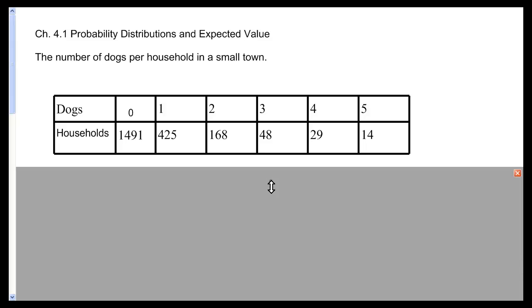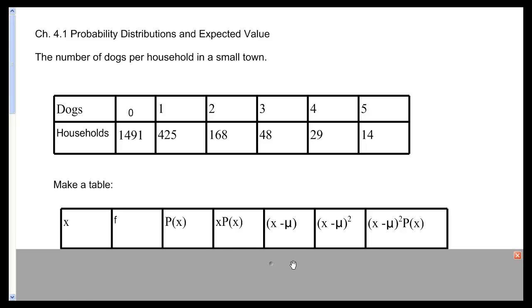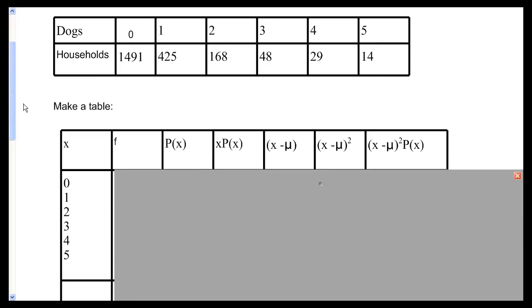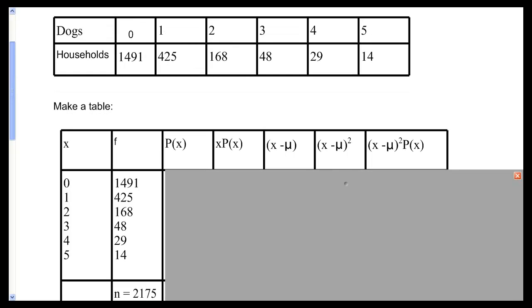Now what we're going to do is make a table just like we did in the other video that I sent to you. And the table looks almost identical. The numbers 0 through 5 are listed under X. And the frequency is the number of households that had dogs in it, or that the data showed.